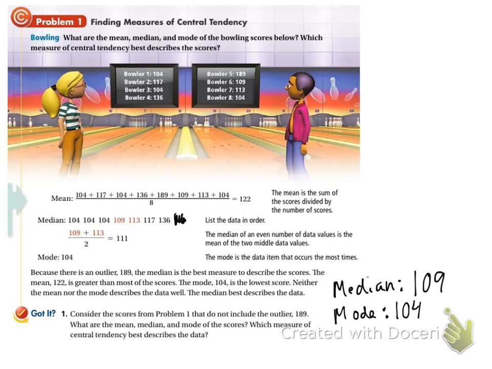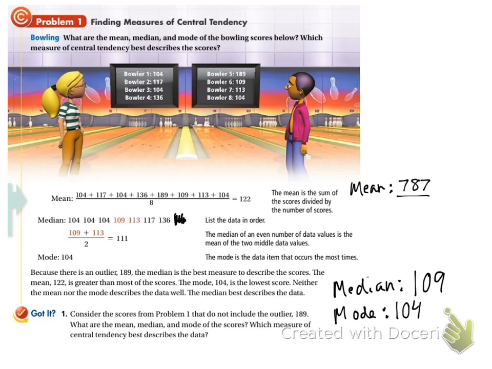So our mean involves adding everything up. Okay? So let's do the mean up here. So I'm going to add all those pieces together. Okay? So 104 plus 104 plus 104 plus 109 plus 113 plus 117 plus 136 gives me 787.